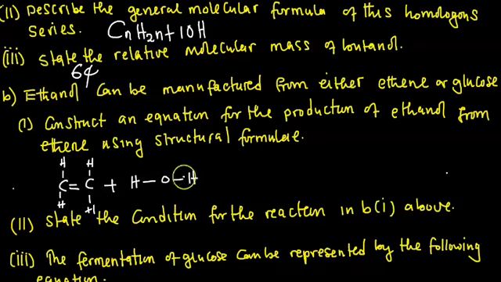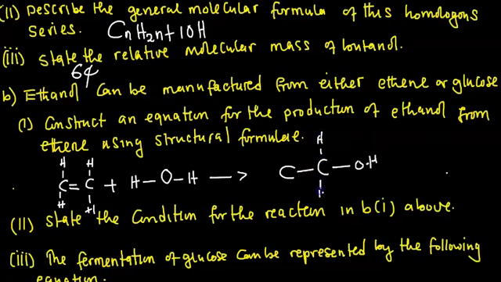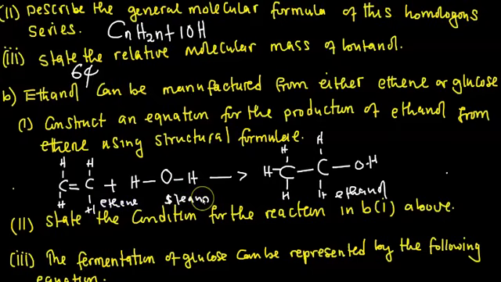Now water, we are going to present it like this, H and OH. Then what is going to form? This bond will break, and of course ethanol is going to form. Let me put the OH here with a bond. So we have this. This is what is going to form, and this is called ethanol. This is the water or steam, and this is ethene. So using structures, this is how it is going to be.